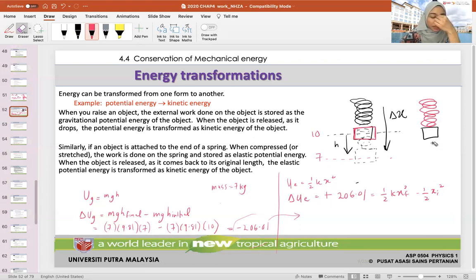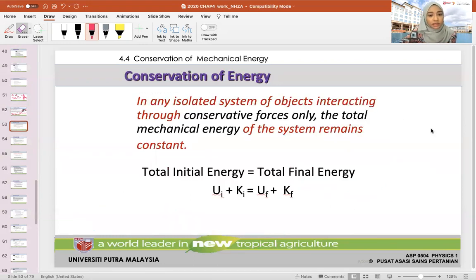Kalau nak compress, saya kena tolak dia, which means I have to apply a force. I need to consider that. That is going to be difficult. Kejap. Let's see if we have other examples.